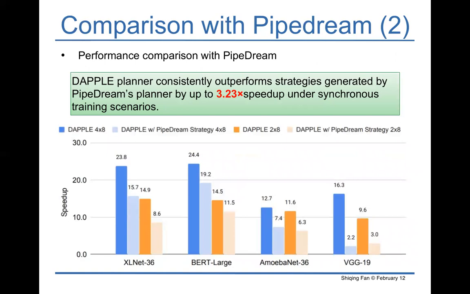This figure shows the performance results for the strategies running on both 2 servers and 4 servers, with each server having 8 devices. From this figure, we can see that the DAPPLE planner consistently outperforms strategies generated by the PipeDream planner by up to 3.23x speedup on the synchronized training scenarios.